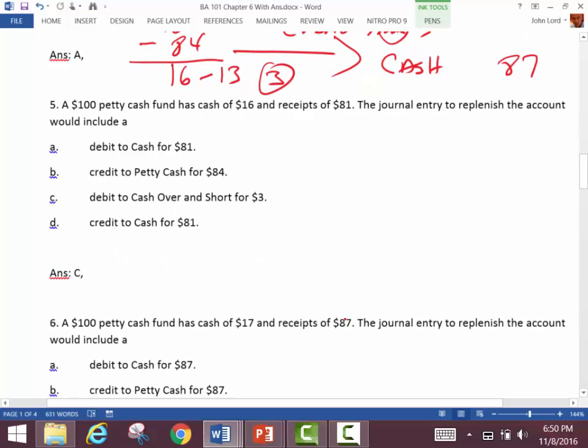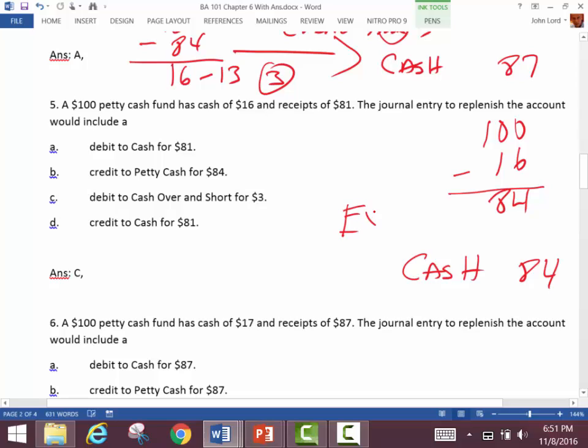Okay, let's take a look at this one. Petty cash fund, $100. I have cash of 16 and receipts of 81. So I'm supposed to have $100 and I have 16. That means I need to put 84 back in there, don't I? So I credit the cash 84. I'm debiting the expenses for 81. I need a $3 debit to cash over short. And I'm actually short, right?